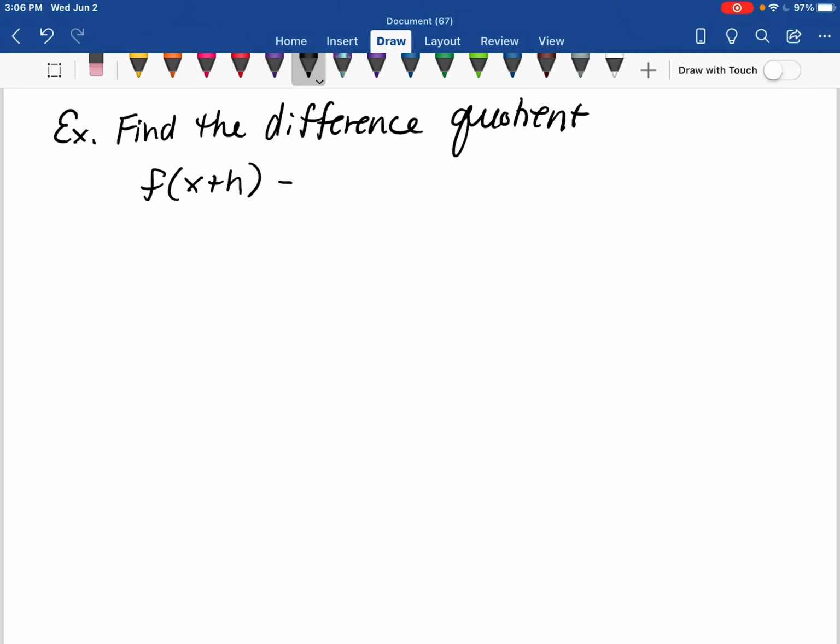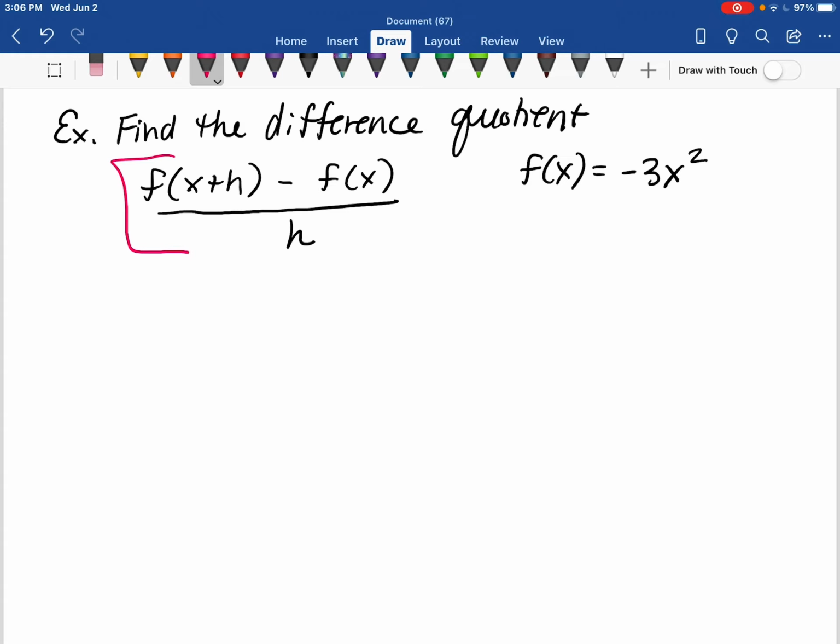In this video, I'm going to show you how to find the difference quotient. The difference quotient is when you find f of x plus h minus f of x all over h. And we're going to use the function f of x is equal to negative 3x squared. So I need to evaluate this expression right here using the given function.